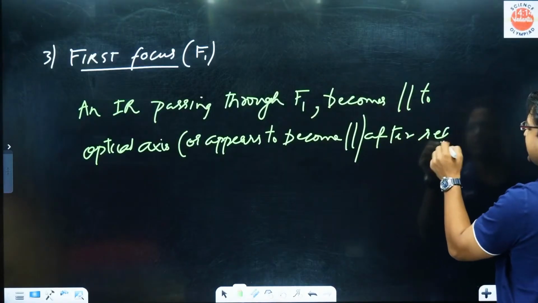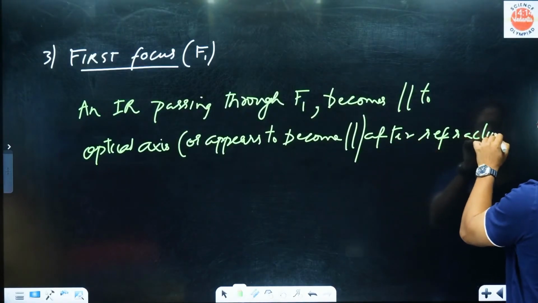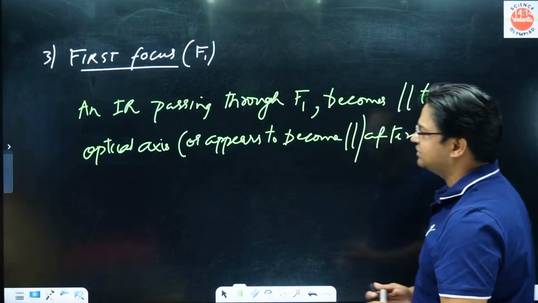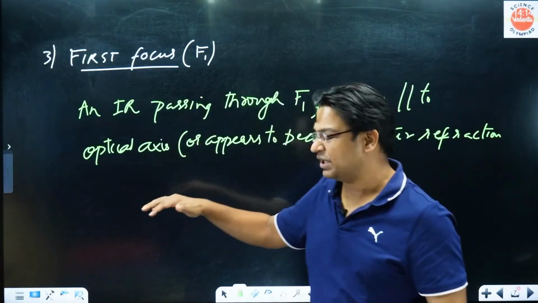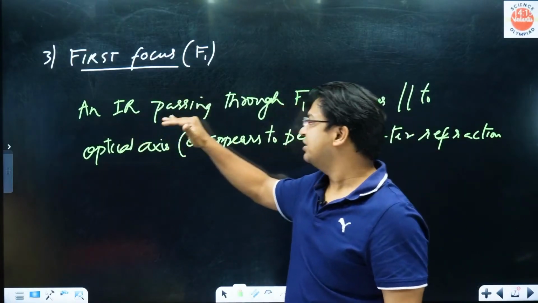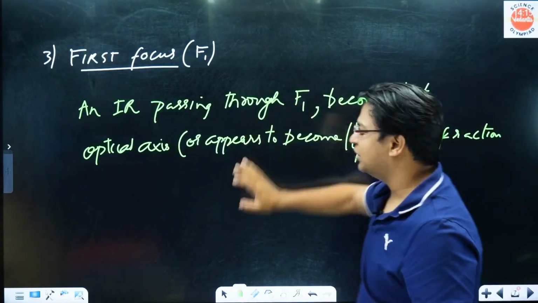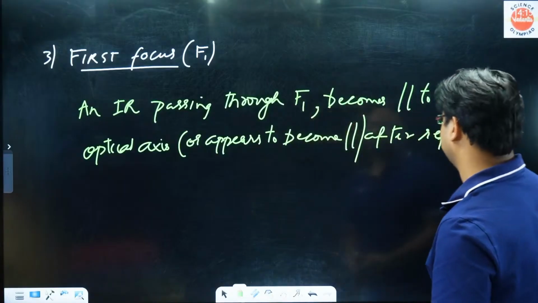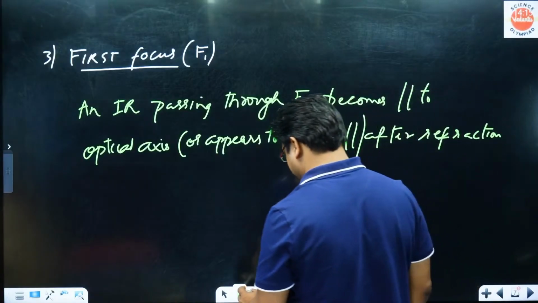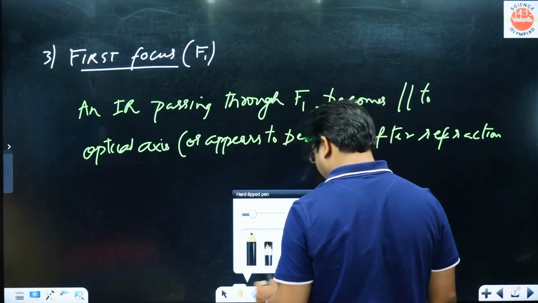Okay, so basically it is a point on the optical axis such that an incident ray passing through this point, that is F1, becomes parallel to the optical axis after refraction. Or it appears that it has become so. Let me show you the ray diagram that will help you to understand.